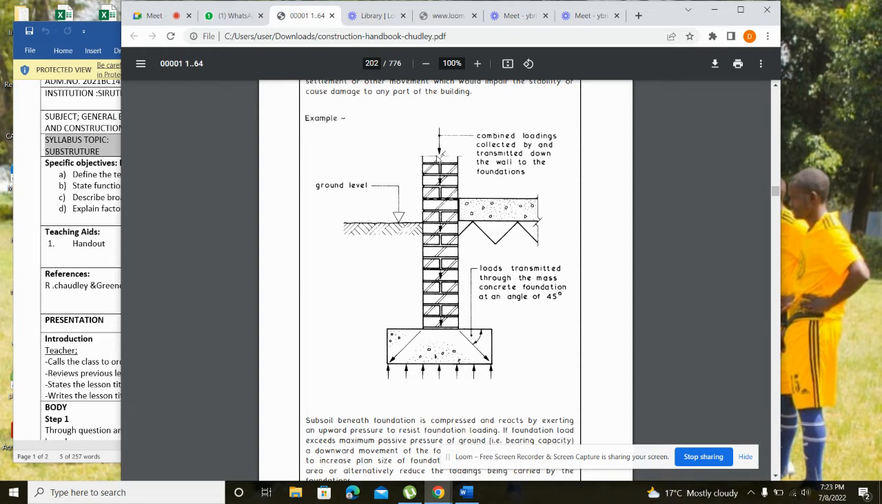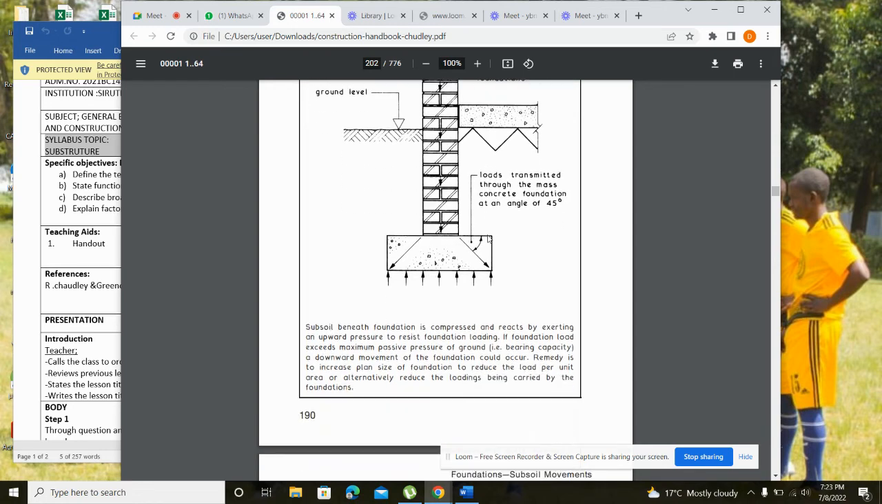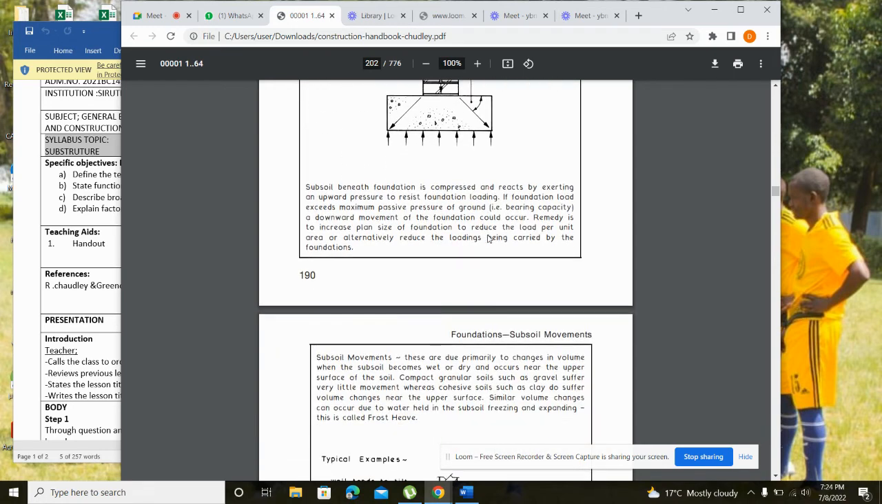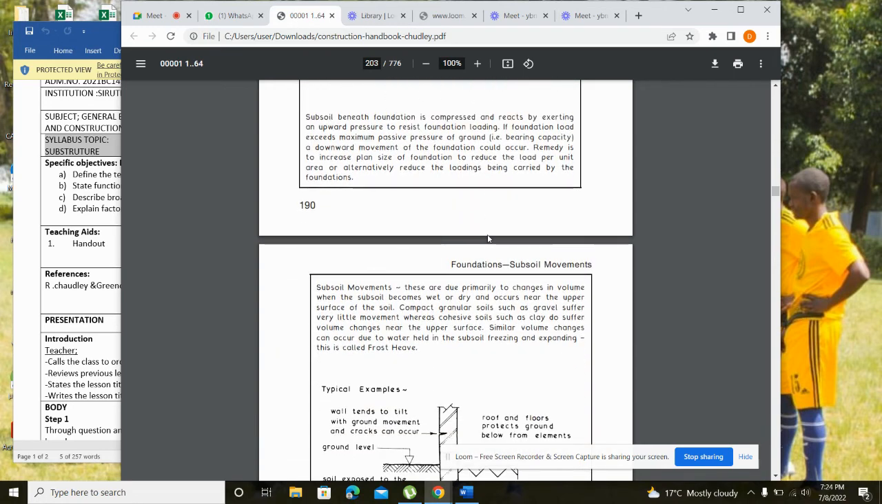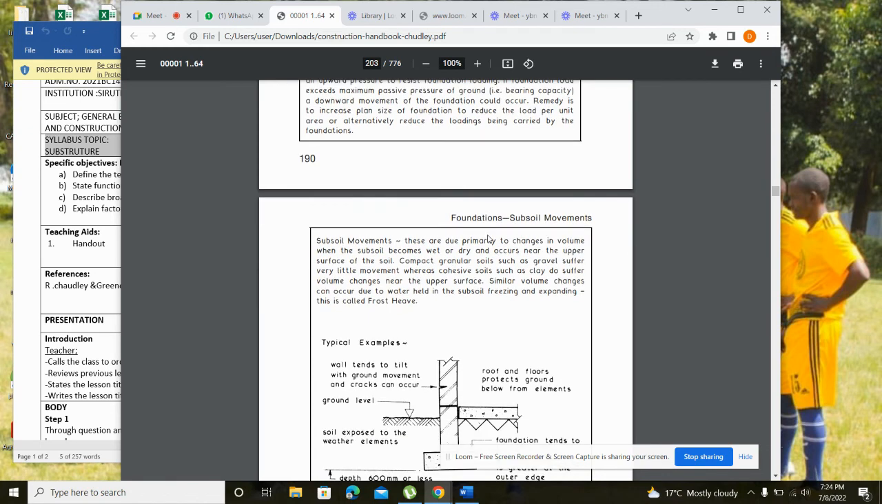Lastly, any question? Any question? So far, so good. The content is very clear. Good. Now, who can remind us of what we said foundation is? What is foundation?